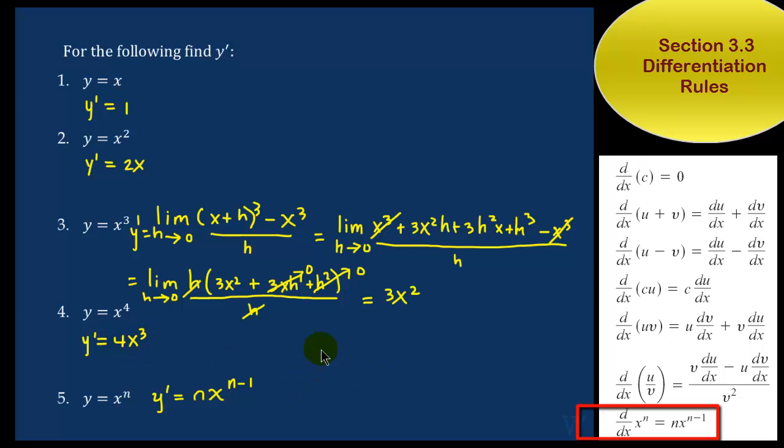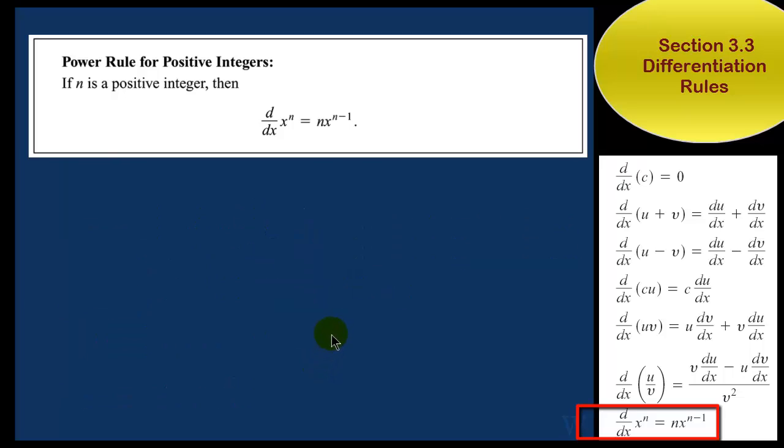So if I have a general rule, I would say that the power rule for positive integers is that if y is equal to x to the n, then the derivative of x to the n is just n times x to the n minus 1. Again, for more examples, if y is equal to x to the 6th, then we know that y prime is equal to 6x to the 5th.